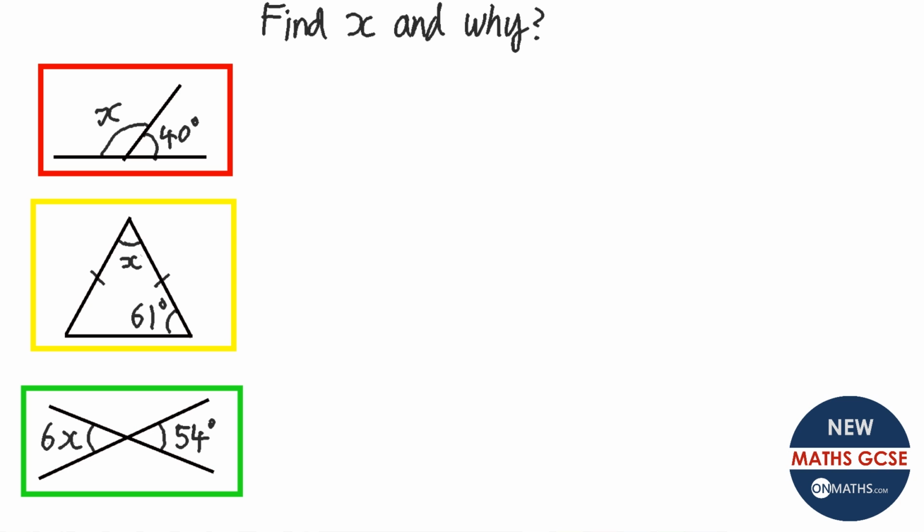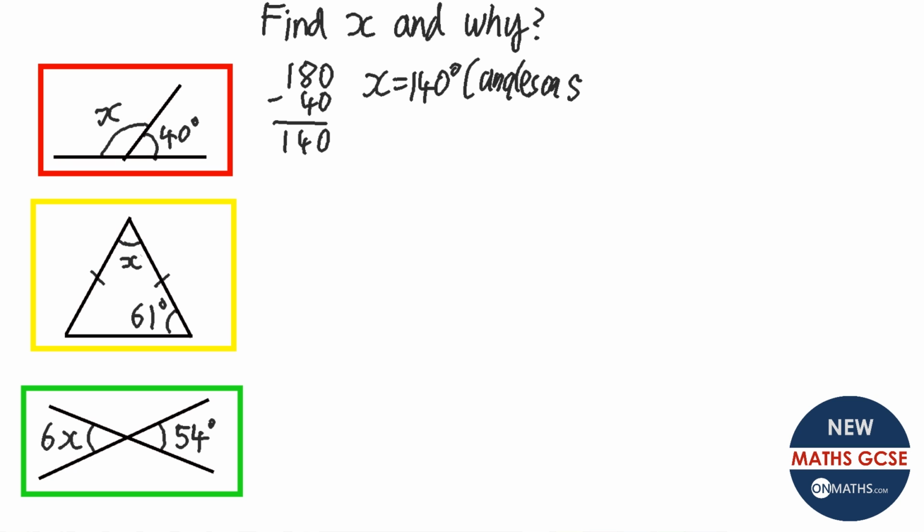Okay, so for this first one, we want to do 180 take away 40. So 0 take away 0 is 0, 8 take away 4 is 4, 1 take away nothing is 1. So x equals 140 degrees. Again, angles on a straight line add to 180 degrees.